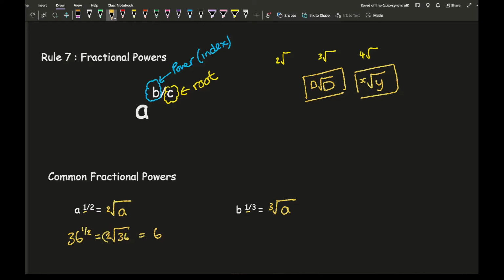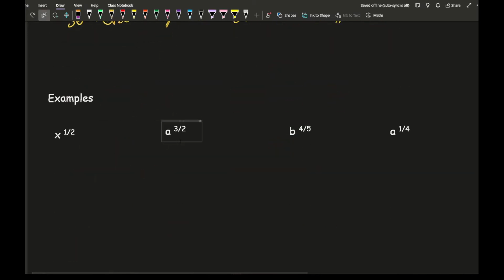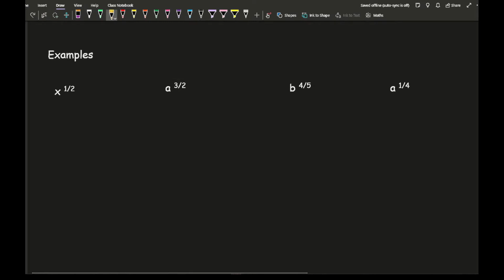Now do you have to write the 2? No, because it's common that a square root is basically thinking of two base numbers being multiplied together. Again, if I had 27 to the power of a third, well, that's going to be the cube root of 27, which we should know is 3. So let's have a look at some examples of explaining what these are and how to write them.